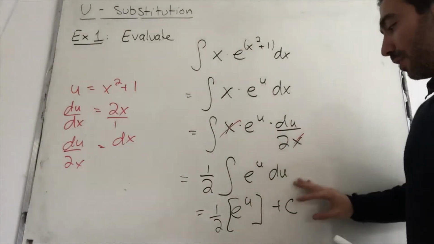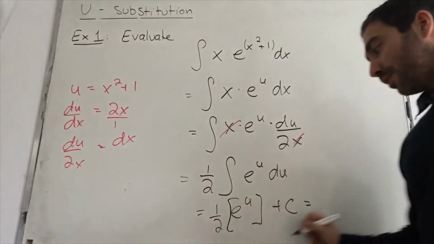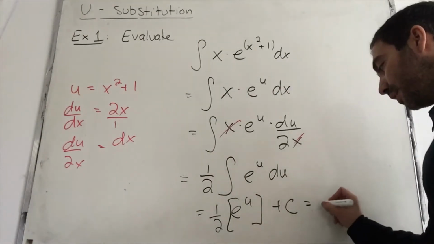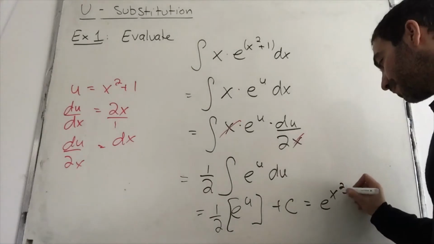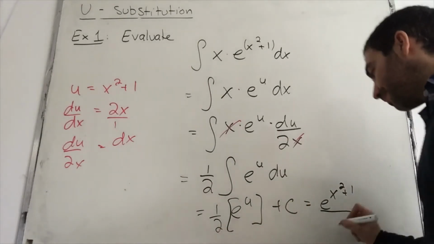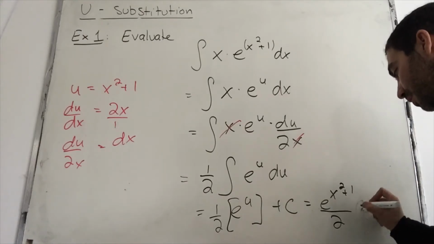Okay, so this is wrong. Well, not that it's wrong, it's incomplete. You're not finished. We're going to rewrite it as e to the u, which is equal to x squared plus 1 based off our substitution, so e to the x squared plus 1, divided by 2, plus c. And this is the final answer.